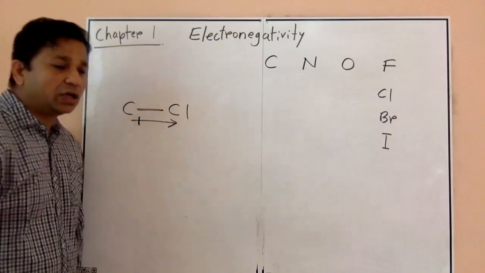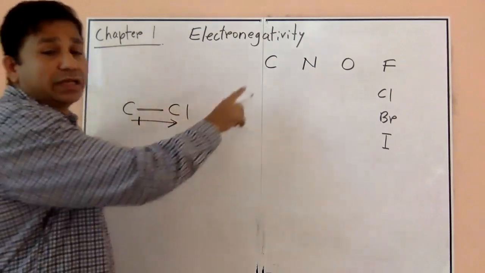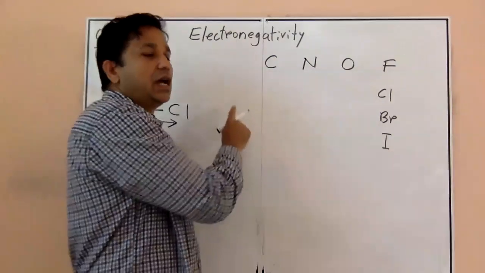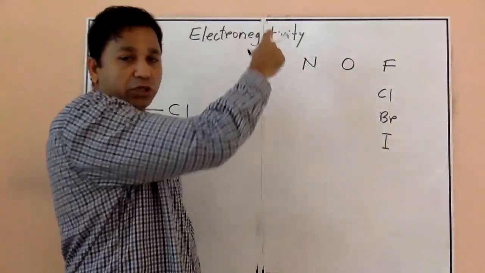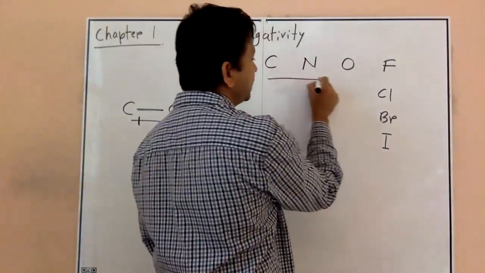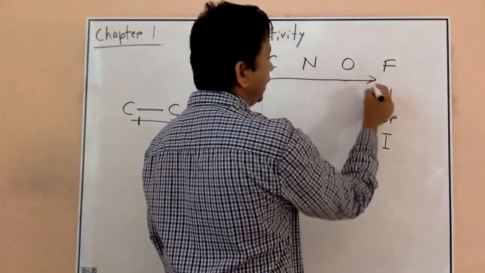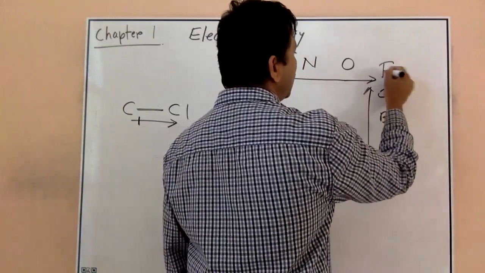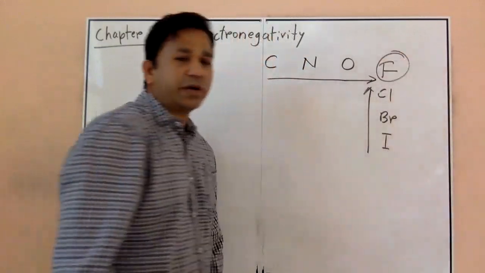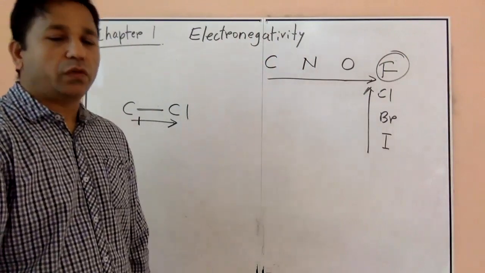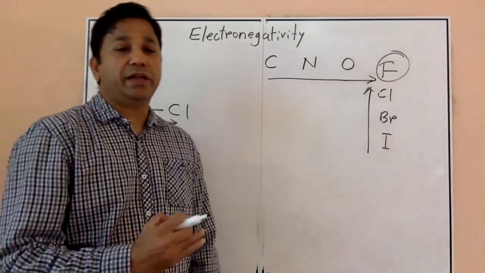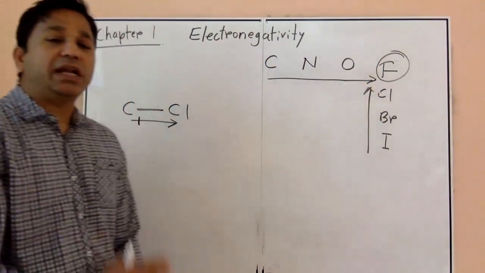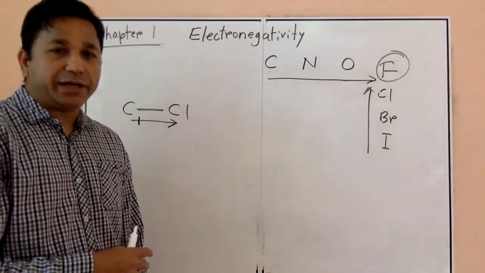So how do you find out which is more electronegative? You have to look at the periodic table for that. Electronegativity increases left to right and bottom to top, so all the roads go to fluorine. Fluorine is the most electronegative atom in the periodic table, the highest electronegativity. So left to right and bottom to top, electronegativity increases in the periodic table.